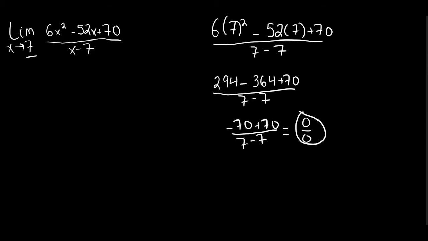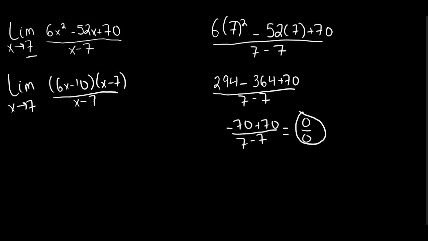So we're going to come back over here and have the limit as x approaches 7 of, let's see what we can factor 6x squared minus 52x plus 70 into. That gives us 6x minus 10 times x minus 7 over x minus 7. And using tricks that we know of from previous math courses, we know that we can cancel out these individual products right here.